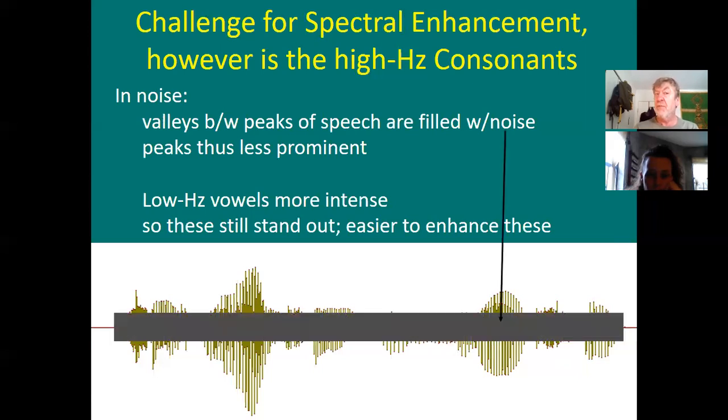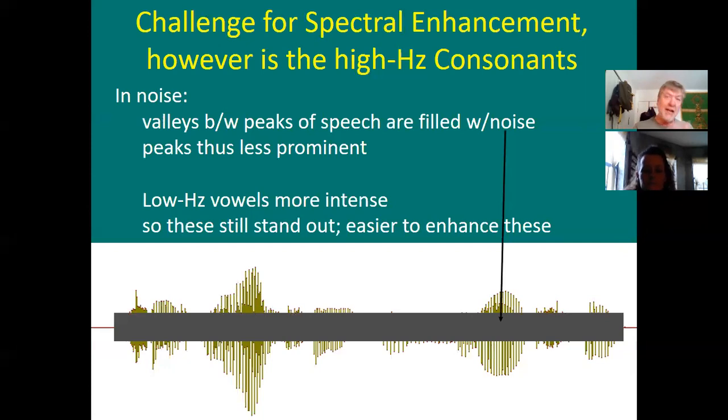Here's noise. In noise, the valleys between the peaks are filled with it. So the peaks become less prominent, but they still are the low frequency vowels. They still stand out. So it's easier to enhance these because that's what's all left. The consonants are covered. So you can't enhance those because they're covered by the noise. You've just got the low frequency vowels that are sticking out. Well, why enhance those? The person can hear that anyway. So you're giving to the 1%. You're giving to the rich who don't need it anyway.